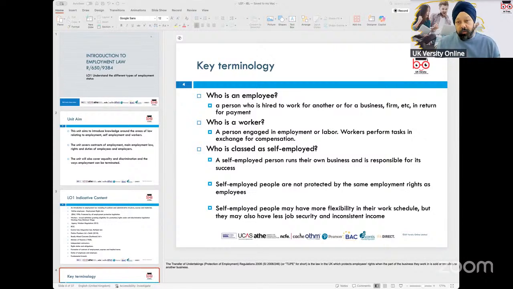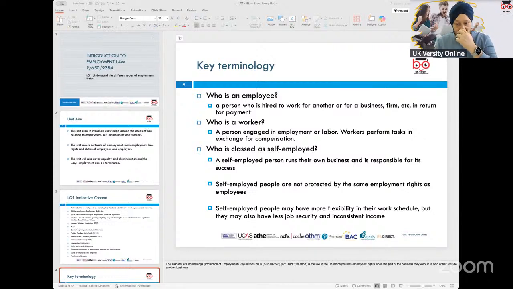Now, employment law also looks at regulating the relationship between the employer and the employee, and it governs how employers govern employees and what employers can ask employees to do and vice versa in terms of their right to work.